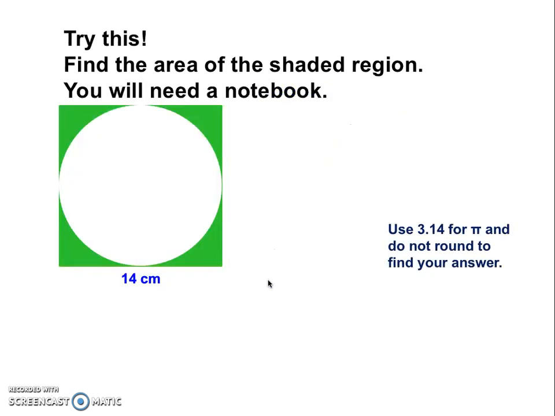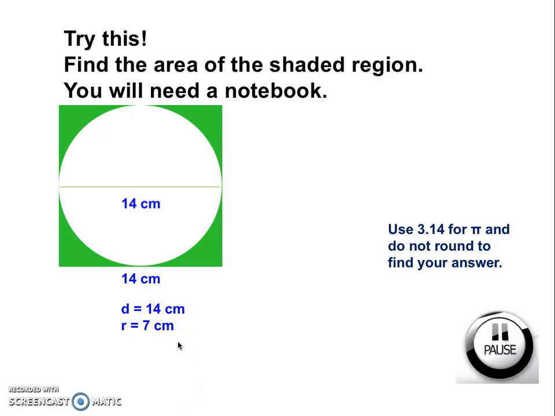All right. Let's look at another one. You're trying to find the area of the shaded region here. Again, use 3.14 for pi and don't round your answer, otherwise you won't see the same answer that I get here. Let's look quickly at this though. I only have one measurement here, right? 14 centimeters. Notice that this circle is touching on all sides. That means that this 14 centimeters is also going to be up there. So that is my diameter. If my diameter is 14, my radius is going to be 7. Why don't you pause and solve this one.